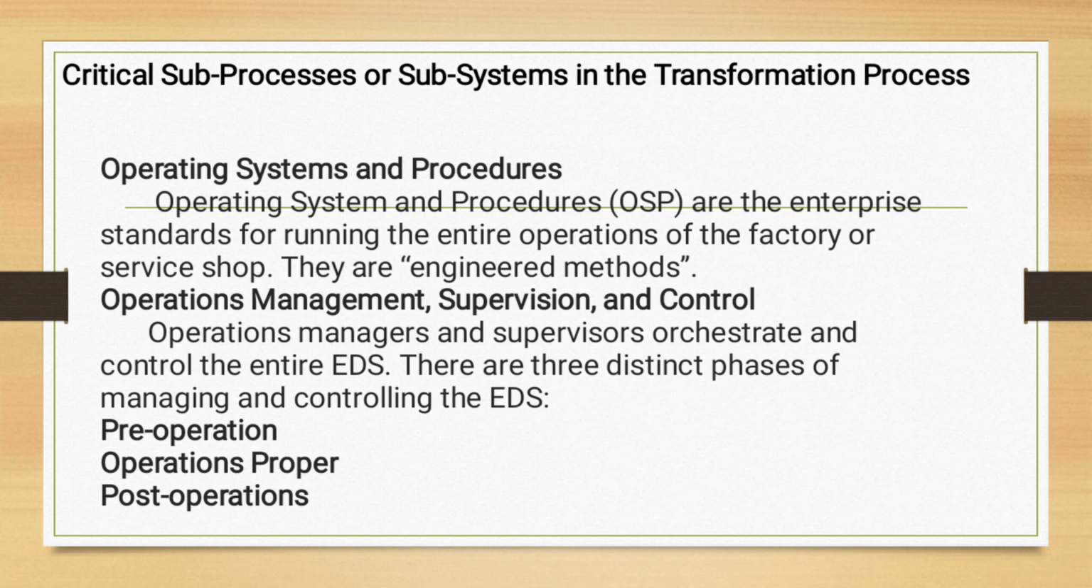Next, we have the operating systems and procedures. Operating systems and procedures, or OSP, are the enterprise standards for running the entire operations of the factory or service shop. They are engineered methods. So it refers to the systems and procedures that are being used in the entire operations.